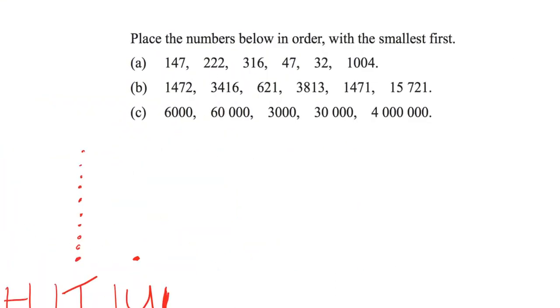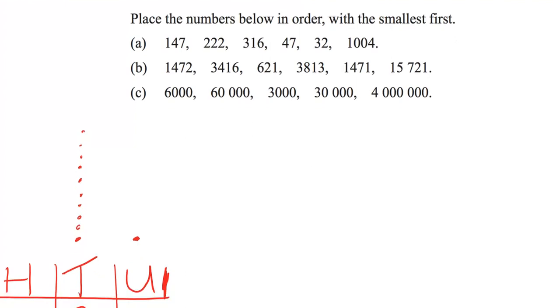Now we can use this and we can place things in order based on this sort of ranking system, because clearly the further to the left we go, the more value all the numbers take. So if I want to think about writing numbers in size order, a good idea would be to write them in a place value table.